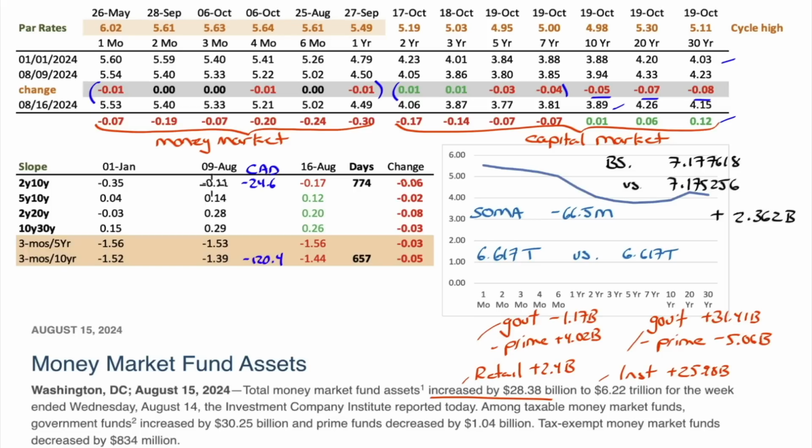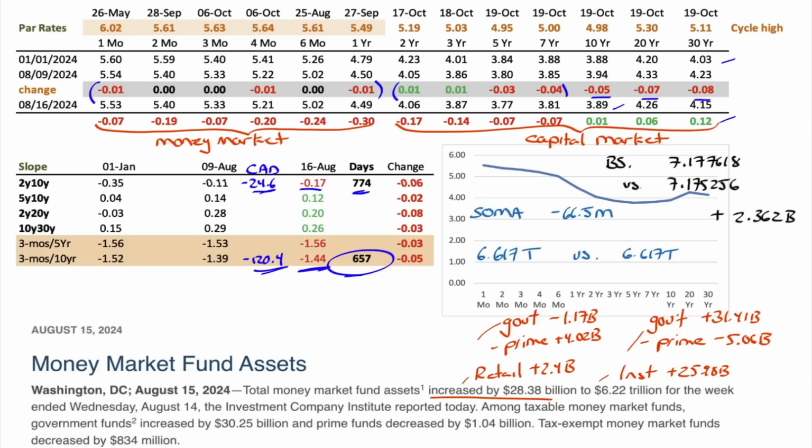Looking at curve inversions, the 2 to the 10, negative 17, 774 days on that one now. In Canada, negative 24.6. The 3-month to 10-year, the money market to capital market inversion, 144, 657 days on that one. Canada's negative 120.4.